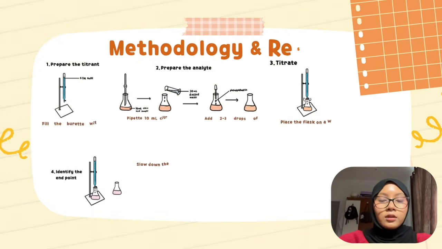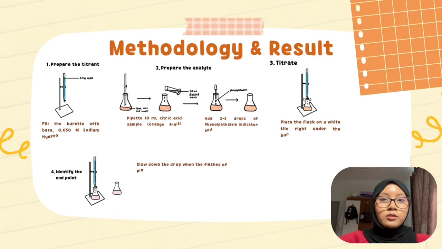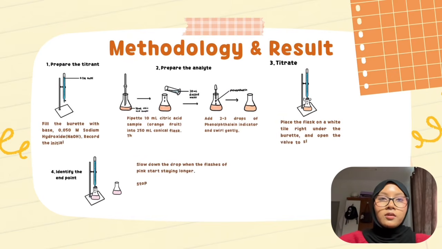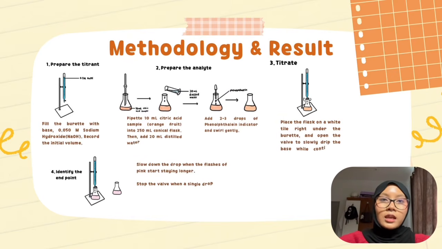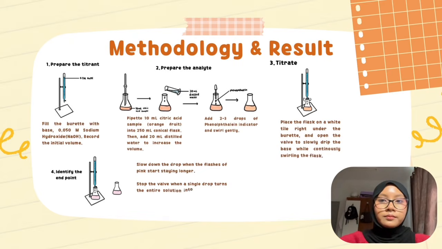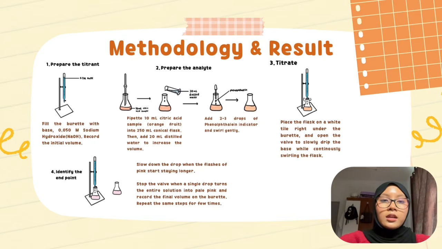Now, let's look at the methodology used to determine the citric acid content in orange juice using an acid-base titration. First, the burette was filled with 0.050 molar sodium hydroxide, or NaOH, which acted as the titrant, and the initial burette reading was recorded.